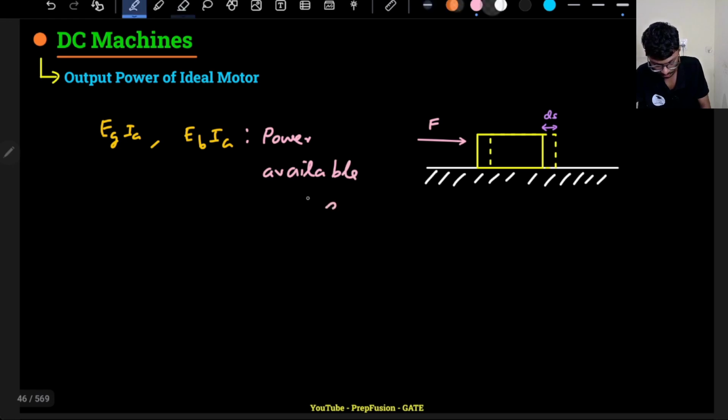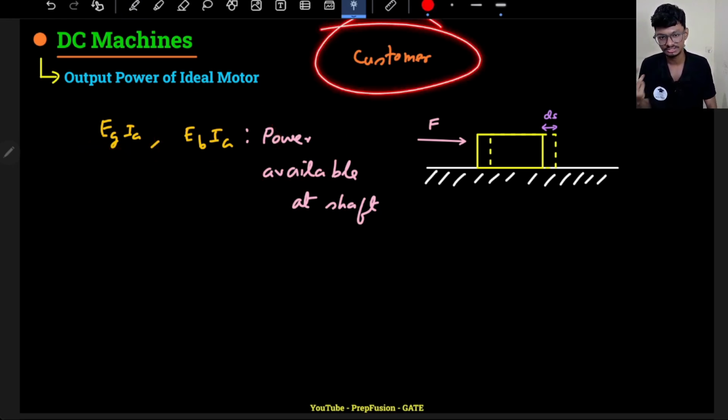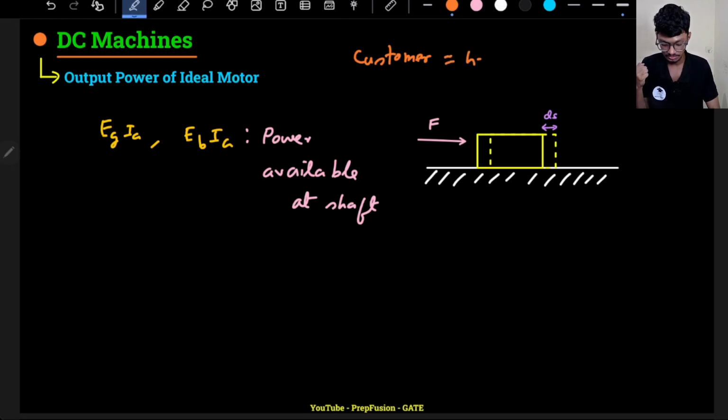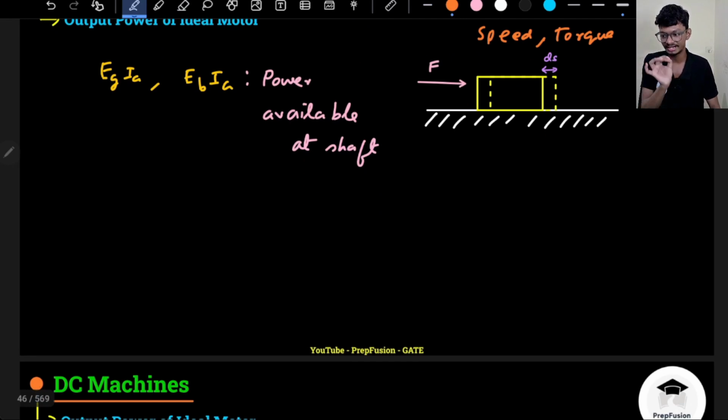Now how do I quantify this? When a customer goes to buy a motor, the customer does not understand Eb into Ia or Eg into Ia. You are an engineer, you will understand this, but the customer does not. The customer understands horsepower, speed, how fast the motor will rotate, and the torque. So I have to quantify this in terms of mechanical quantities.